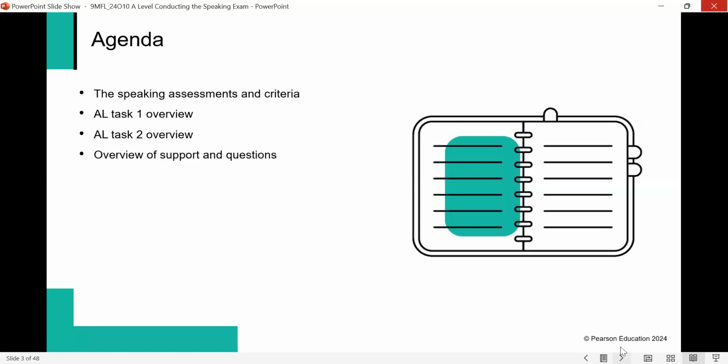So the speaking assessments and criteria, we're going to have a look as part of the agenda at A-level task 1, and task 1 you will remember is the speaking card, and that's the card discussion that the students do. And then we're going to look at task 2. And task 2 is the independent research project that students do, and task 2, of course, covers the presentation, the 2-minute presentation, and then the follow-up discussion about the student's research topic.